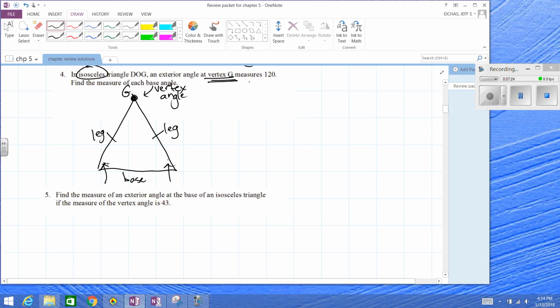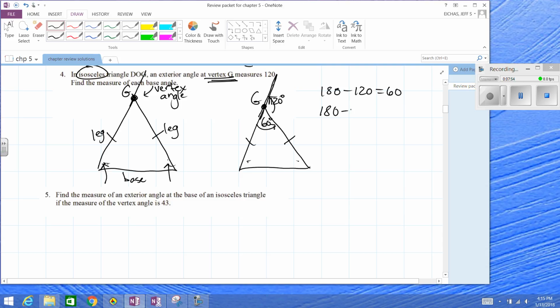Let's see. And the exterior angle at G. Okay, so they're trying to mess with us a little bit here, which is normal. We know they're going to try to make it tricky. So there's G. They're giving us 120 on the outside. So I'd go 180 minus 120 to get the linear pair, the vertex angle. And then these two are the same. Now you can anticipate these are both going to be 60, but let's go through the process. There's 120 left for these two. They're equal. So 120 divided by 2 is 60 each. So the measure of each base angle, 60 degrees.